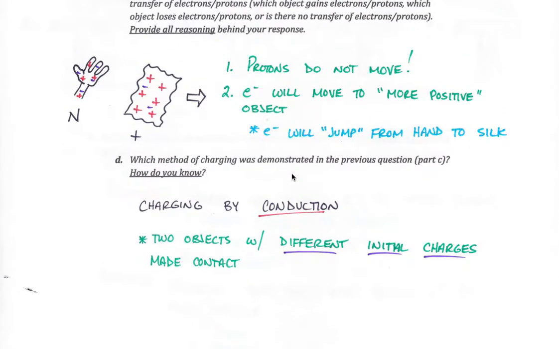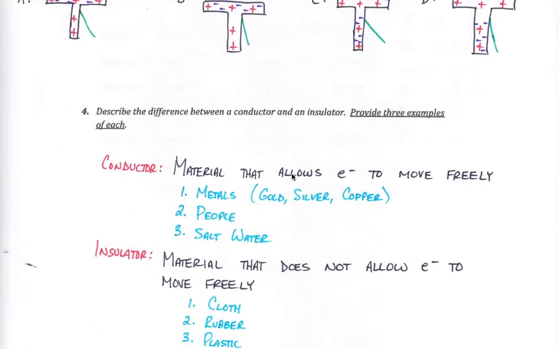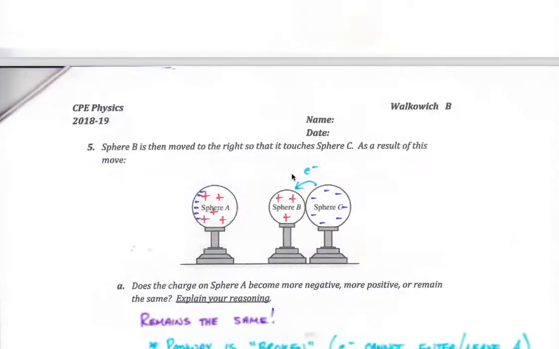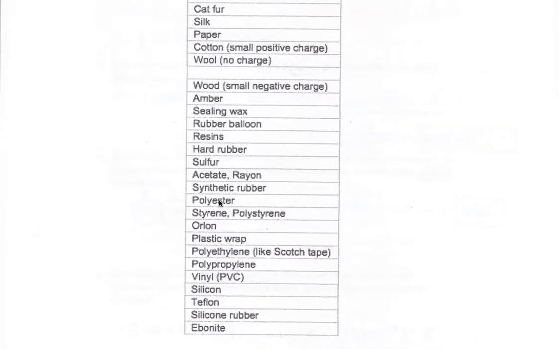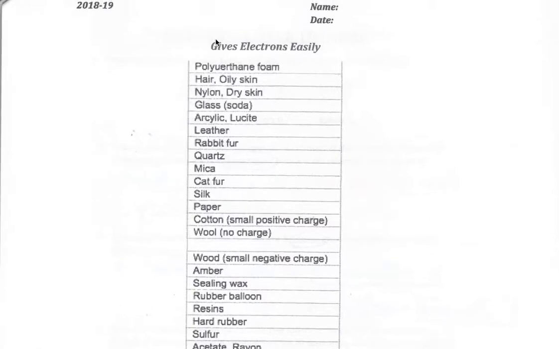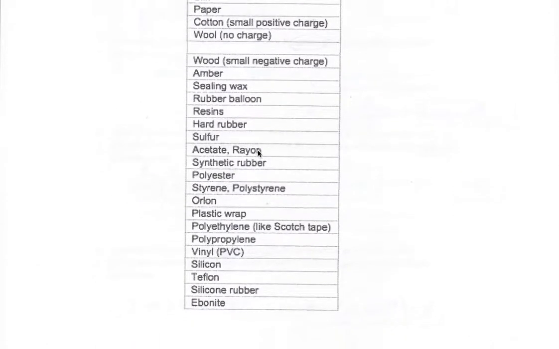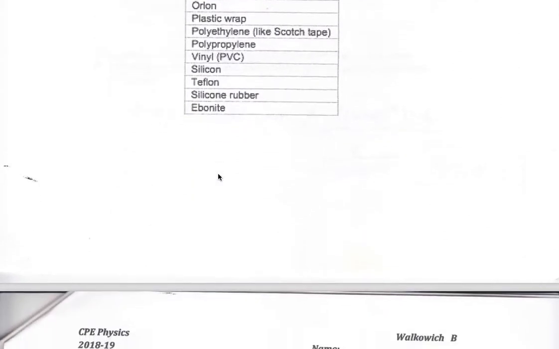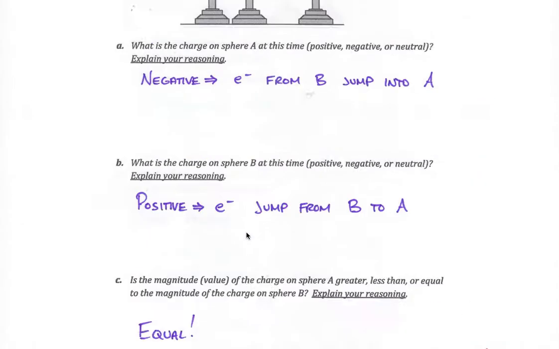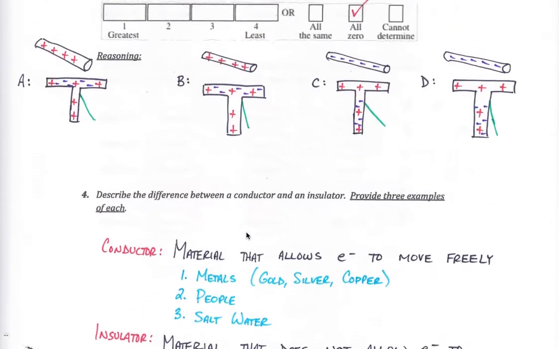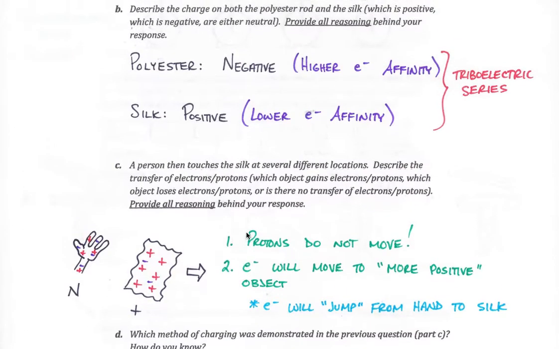I'm old and I forgot already. Polyester and silk. So if I go down and I look at my triboelectric series, polyester you will find here, and silk is up here. So silk is higher on the list, meaning it gives electrons easily. Polyester is lower on the list, which means it takes electrons more easily. So the polyester will take the electrons from the silk, making the polyester negative and the silk positive.